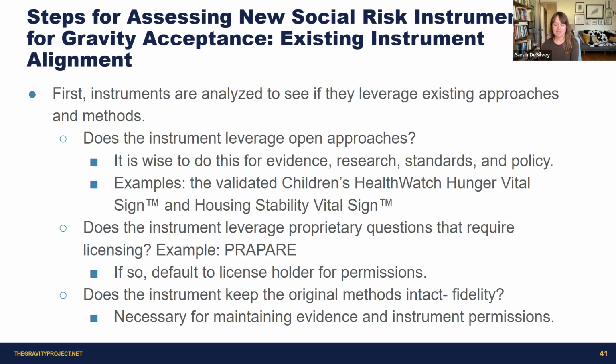And then the next thing that we do is ask whether the instrument keeps the original methods intact, an example of fidelity. All accepted instruments have a method, and that method is evidence-based. You have to use both of the questions from the Hunger Vital Sign to say you're the Hunger Vital Sign. You have to match the methodology appropriately to call it the Hunger Vital Sign. That includes the questions and answers, and you can't take it apart. So you can't say it's the Hunger Vital Sign if you only use one question. You can't say it's the Housing Stability Vital Sign if you only use one question. So we have to honor the fidelity of the existing instruments.